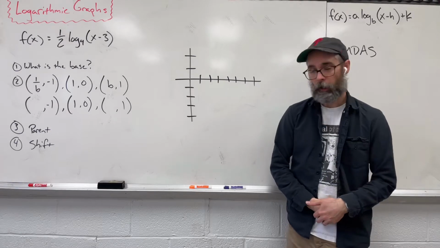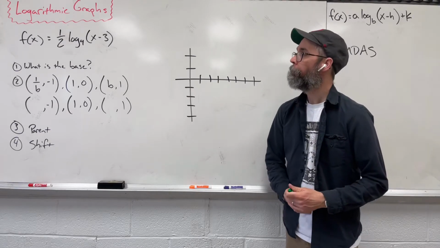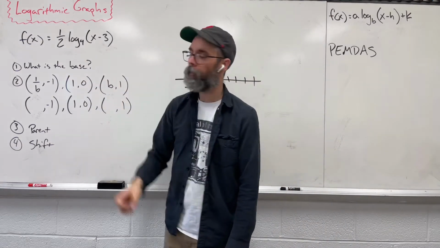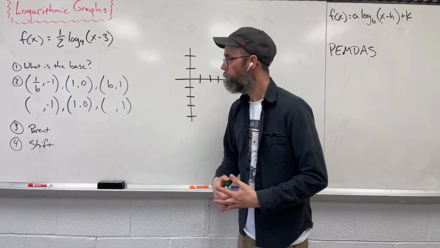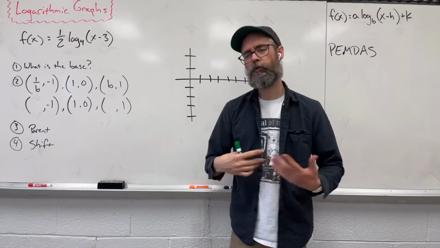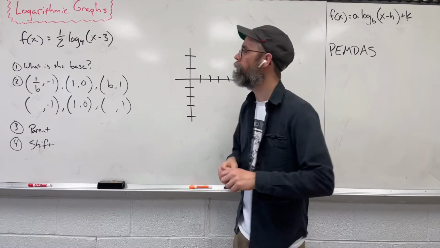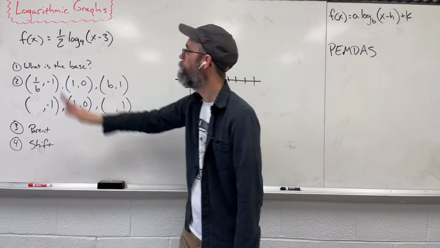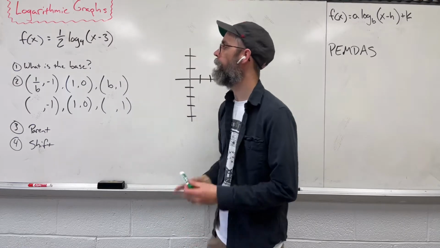Hi, today we're going to look at logarithmic graphs. Slightly complicated because we've got this 1/2 and we've got this x minus 3 in here. So I want to look at the basic form of this graph, or in a way what we call the parent function of the graph. And that's just going to be log base 4 of x. We'll worry about the 1/2 and the 3 later.